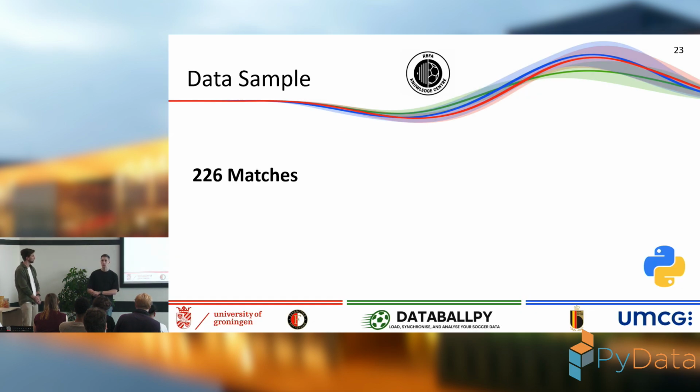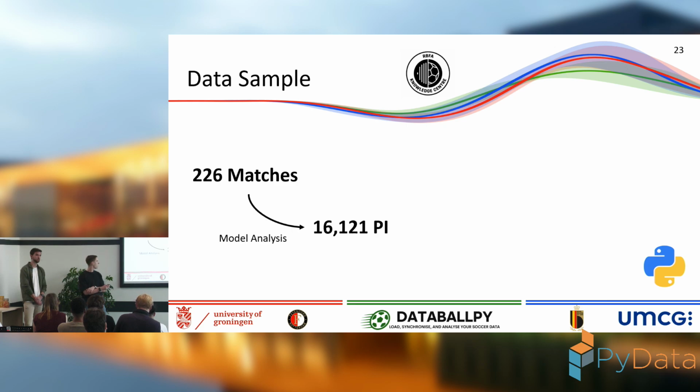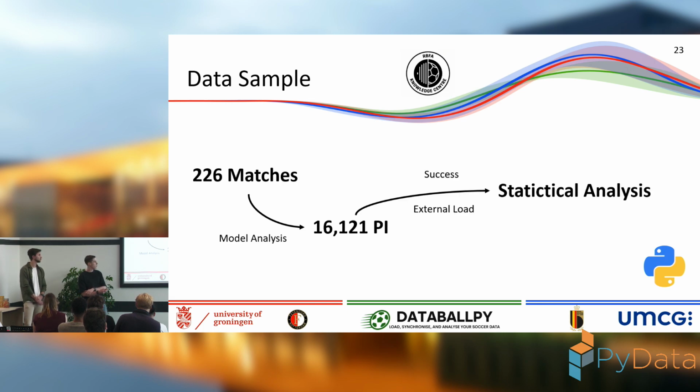So we analyzed 226 matches with this model. The majority came from the Nations League and some games from the World Cup qualifying series as well. And out of these matches, we identified 16,121 pressing instances. And we analyzed these instances.